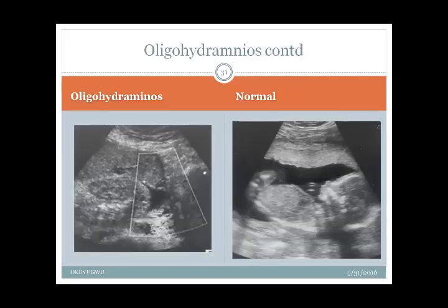So this is how you see. You see, this is normal. By ultrasound, this is how the normal amniotic fluid appears, and this is how oligohydramnios looks. You see, all are fetal tissues or placental tissues, and there is only a small amniotic fluid pocket here that you are observing. And on the other hand, this is how a good amount of amniotic fluid looks.